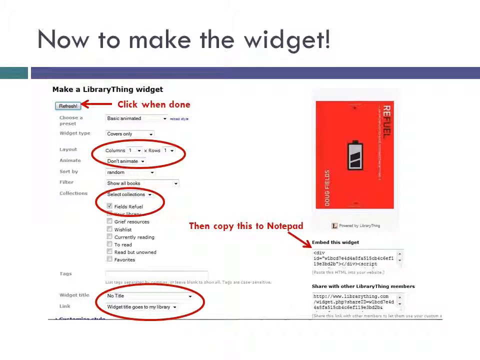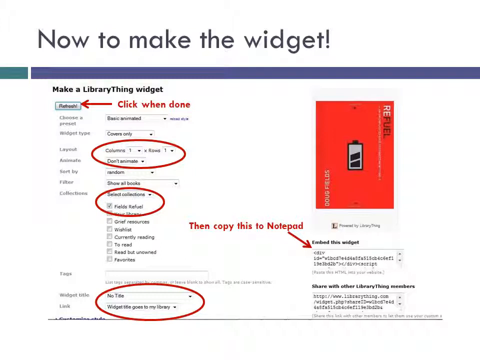For layout, change it to 1 column by 1 row. Change Animate to Don't Animate. For collections, select Collections, and then choose just the one you made for this book. Change the widget title to No Title. For the link, I would suggest changing it to Widget Title Goes to My Library if you want people to go to your library's collection. That's your choice though. Leave everything else alone unless you're feeling adventurous and want to play around with customizing the style, but I never do and you really don't have to either.